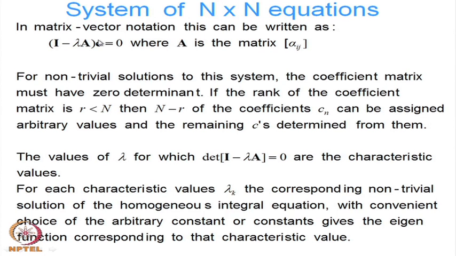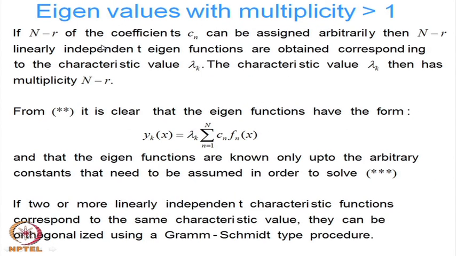Basically this equation. Since the determinant is 0, we cannot have unique solutions. So, some of the constants have to be assumed. The other constants C are evaluated in terms of those constants. If we have to assume n minus r constants, then n minus r constants can be assigned arbitrary values. They can be assigned arbitrarily. The remaining r constants are evaluated in terms of those n minus r constants.